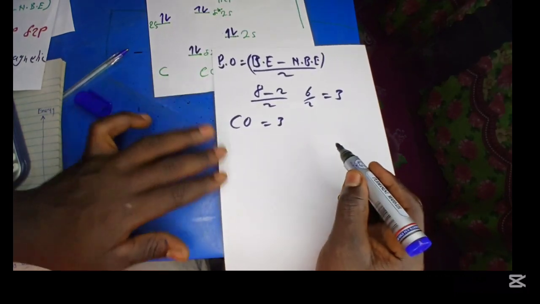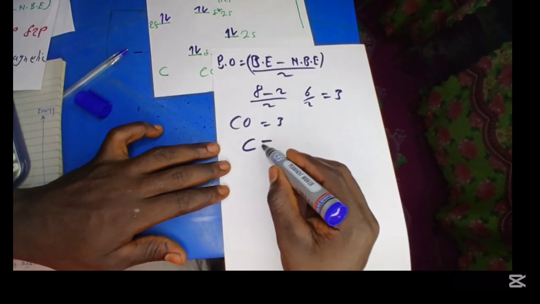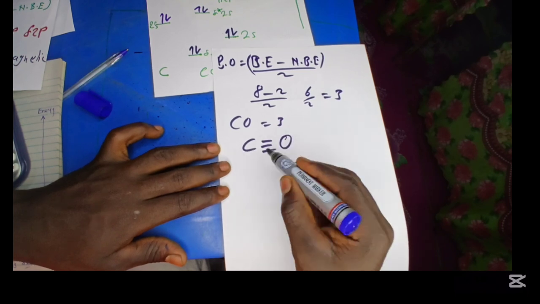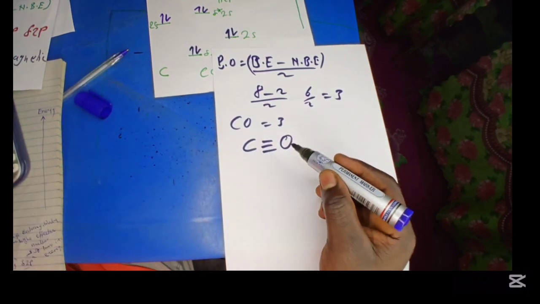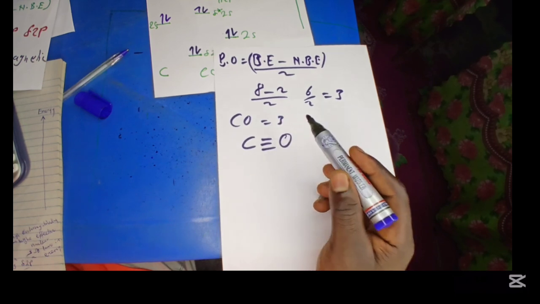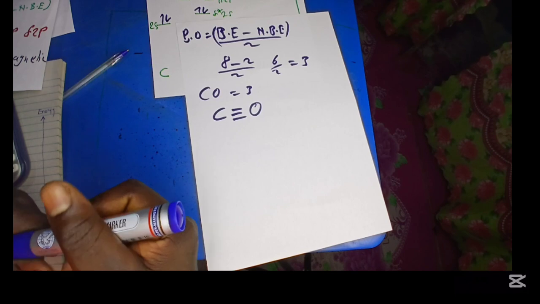So in this case, the bond between C and O is going to be a C triple bond O. So that's what we mean by the bond order generally. Now we are done with the bond order.